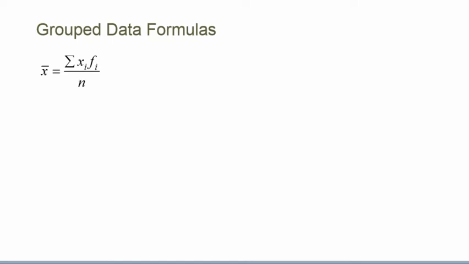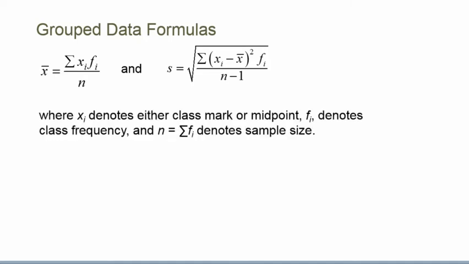X bar equals the sum of X sub i times f sub i divided by n, and s equals the square root of the sum of (x sub i minus x bar) squared times f sub i divided by n minus 1, where x sub i denotes either class mark or midpoint, f sub i denotes the class frequency, and n equals the sum of f sub i, which denotes the sample size.